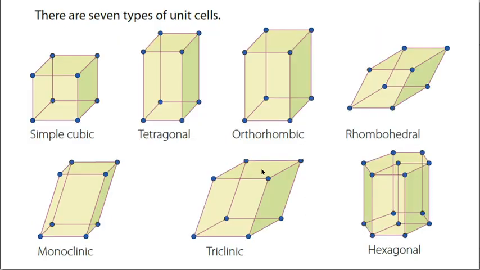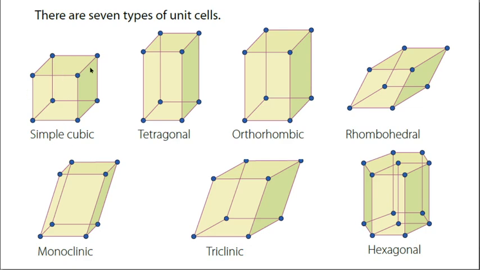So there are 7 types of unit cells. You're just supposed to know these exist. You don't have to remember them. But there's cubic, tetragonal, orthorhombic, rhombohedral, monoclinic, triclinic, hexagonal. If you go into geology, the study of rocks, this becomes important, but it's not that important for you. Just need to know that the atoms in a crystal lattice can arrange themselves in different ways.